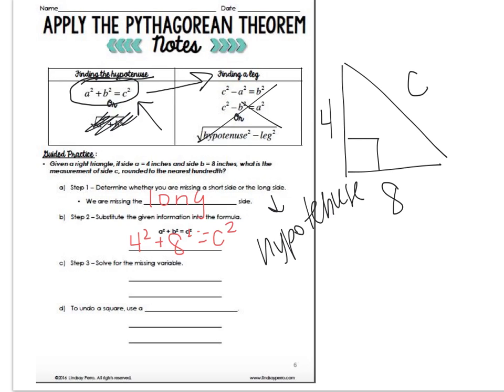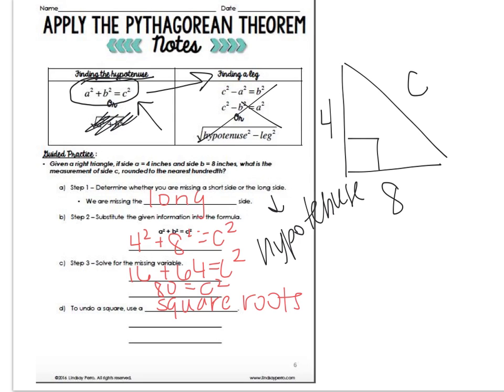Step 3 says to solve for the missing variable. So if you need your calculator, I'd go ahead and get that out, but we're just going to start solving. So 4 squared is 16, so I'm going to rewrite that as 16 plus 64 equals c squared. We can simplify that one step further and we can go 80 equals c squared. In part D, or step D, it says to undo a square, we use a square root. And that's important.